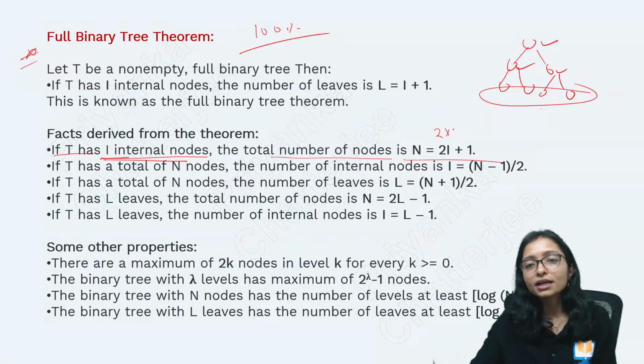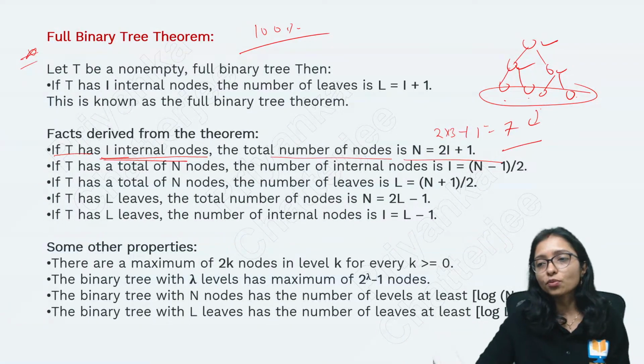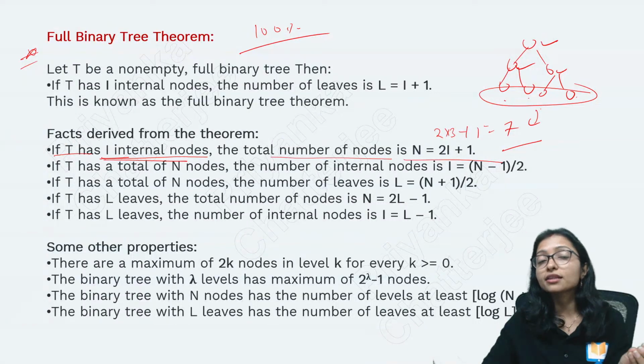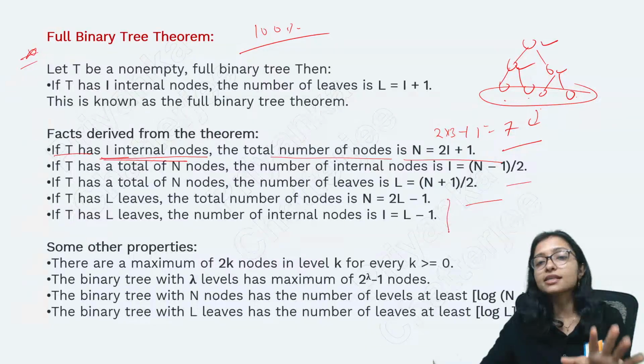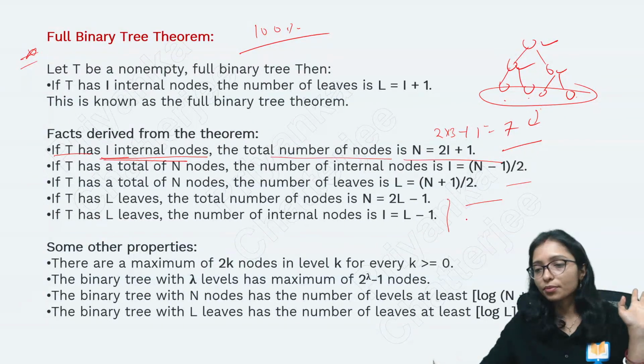So here it is asking, I is the internal node, so 2 multiplied by I plus 1. Number of nodes are what? 1, 2, 3, 4, 5, 6, 7. Total 7. So you can verify the formulas by drawing that, but don't try to memorize. Try to take an example. With the example, try to remember, but definitely these are the most important formulas. Anyhow, you have to remember them.